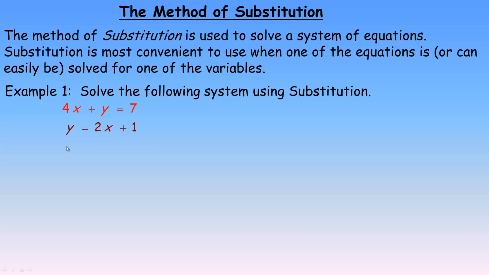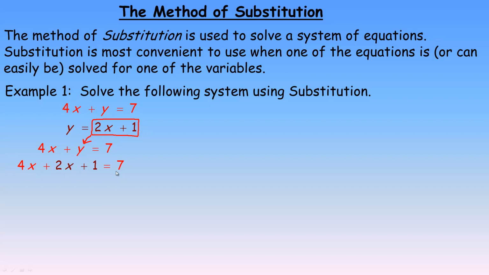So what I'm going to do first here is, since the second equation is already solved for y, I'm going to take my first equation, and I'm going to substitute this, since that is what y equals, in place of y here. So I'm going to now rewrite this, but instead of writing y, I'm going to write 2x plus 1. So this is what it's going to look like. There's my 4x, and in place of y, I'm putting the 2x plus 1 here, and then equals 7.